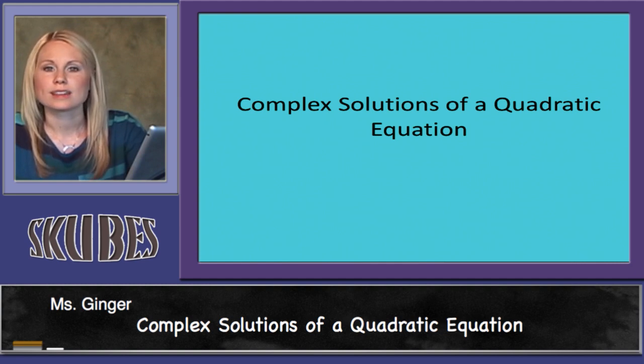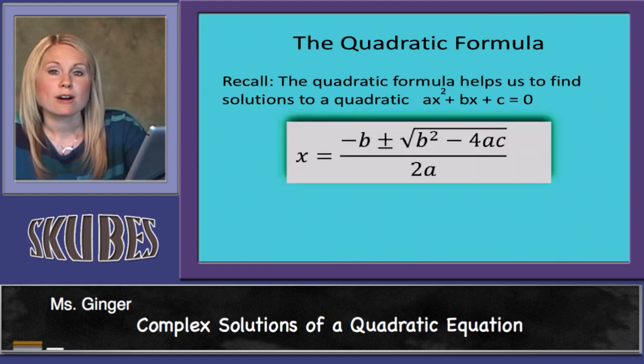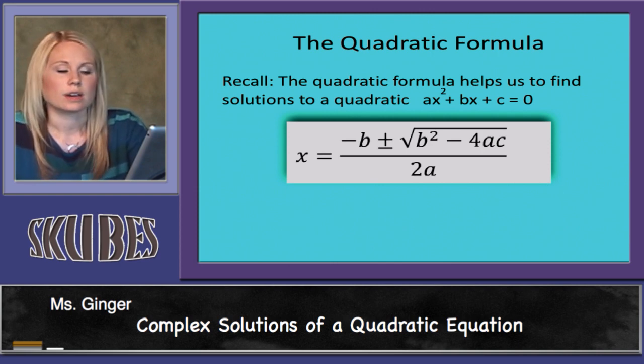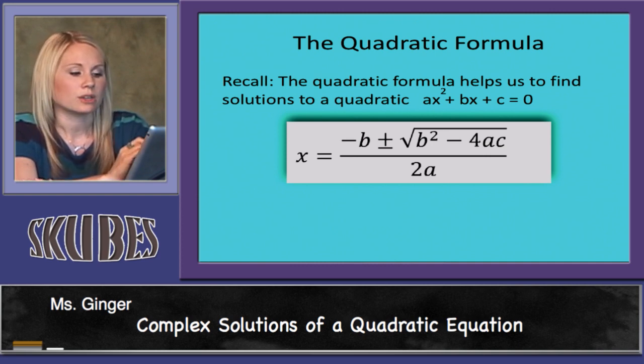Hello everyone, and welcome to our lesson on complex solutions of a quadratic equation. When we talk about complex solutions, we're referring to those solutions that have two parts, a real portion and an imaginary portion. One of our main tools to find these solutions is called the quadratic formula, and you can see that formula here.